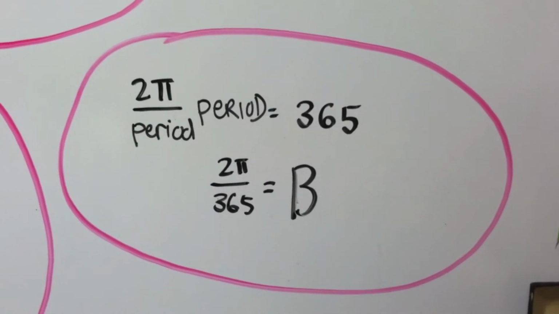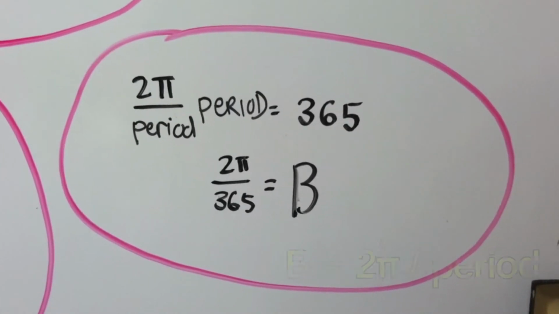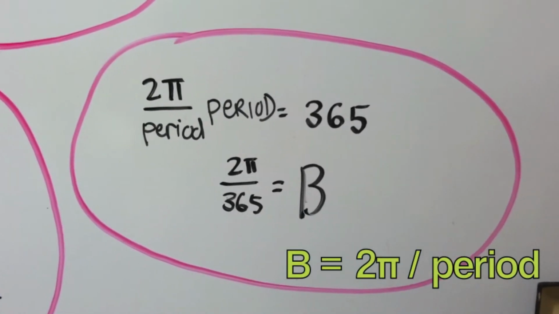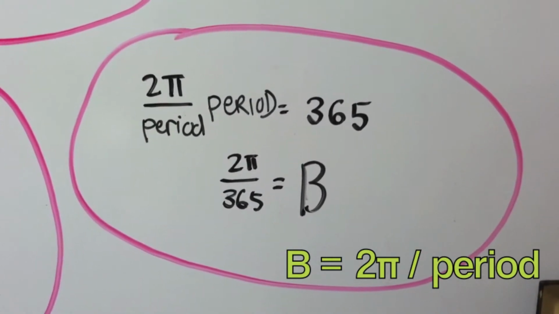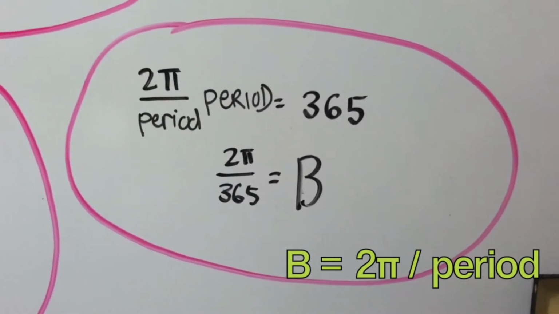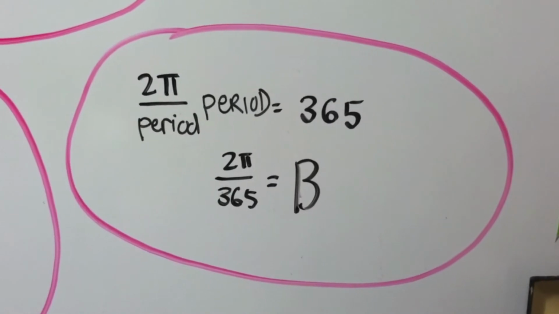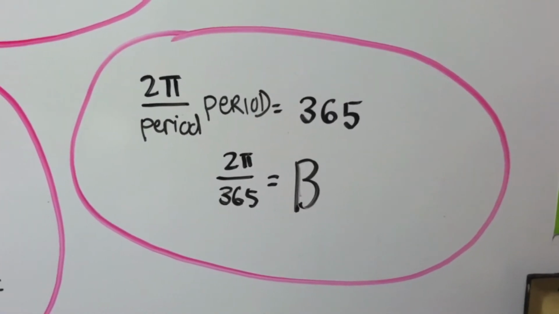To find the b value of this function, we use 2 pi over the period. Our period value would be 365 because 1 year has 365 days, so our b value is 2 pi over 365.